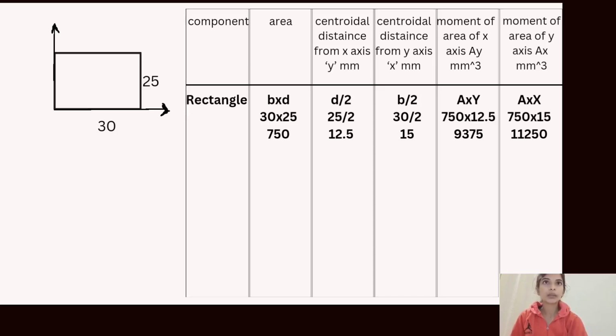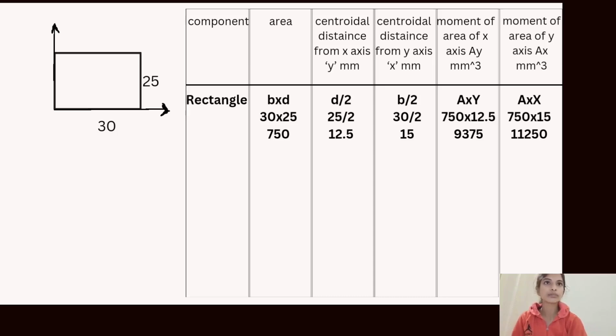Then I'm calculating the centroidal distance from x-axis, which is y in millimeter, d by 2, which is depth by 2, 25 by 2 is 12.5. Centroidal distance from y-axis, which is x in millimeter, is breadth by 2, which is 30 by 2, 15. Next, I'm calculating the moment of area about x-axis, ay in millimeter cube.